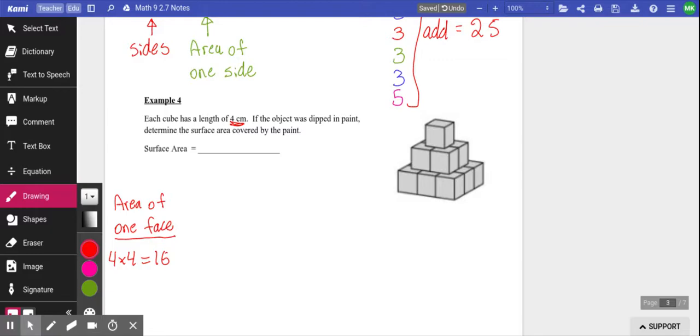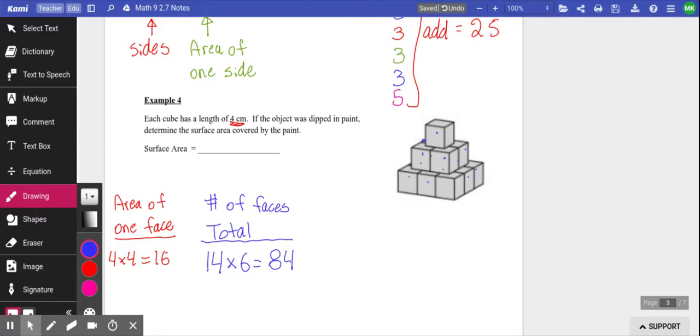The second thing I would try to figure out is the number of faces total. To do that, you need to count how many cubes there are. For us, there's 1, 2, 3, 4, 5, 6, 7, 8, 9, 10, 11, 12, 13, 14 total cubes times 6 faces for each cube gives you 84. There's 84 faces total.